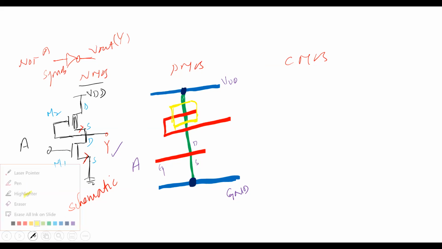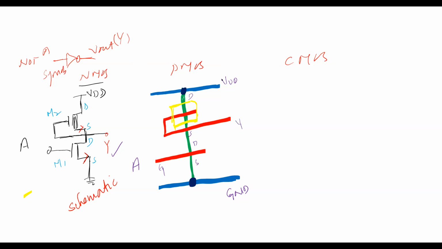Now one more thing is we need to give the representation. For the M2 transistor, the above one is the drain, the bottom one is the source. As per the circuit, the source of M2 and drain of M1 are joined here automatically because both are the same material, so we need not put anything. This is the output Y. The source of M1 is connected to the ground, and the drain of M2 is connected to the VDD.